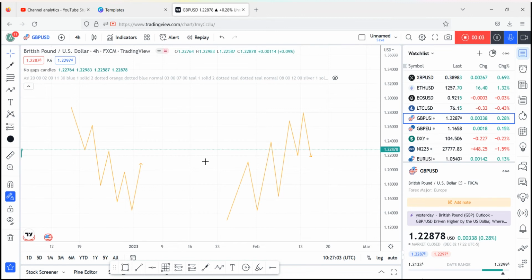So today we will be talking about order blocks. Which order block you should choose and which order block you should not use. Before choosing the order blocks, you must keep in mind that there must be a liquidity. If there is no liquidity, the order blocks you choose will not work.